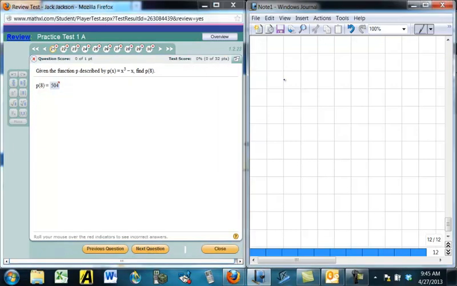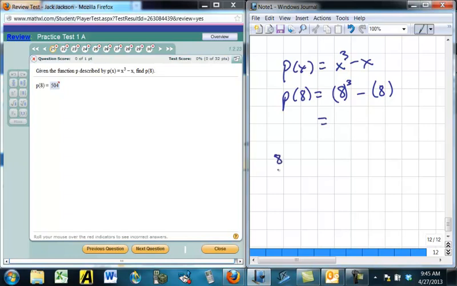Okay, so we have a formula, P of x equals x cubed minus x. What is P of 8? You take 8 and put it in parentheses everywhere there's an x, and then simplify. Okay, no calculator.